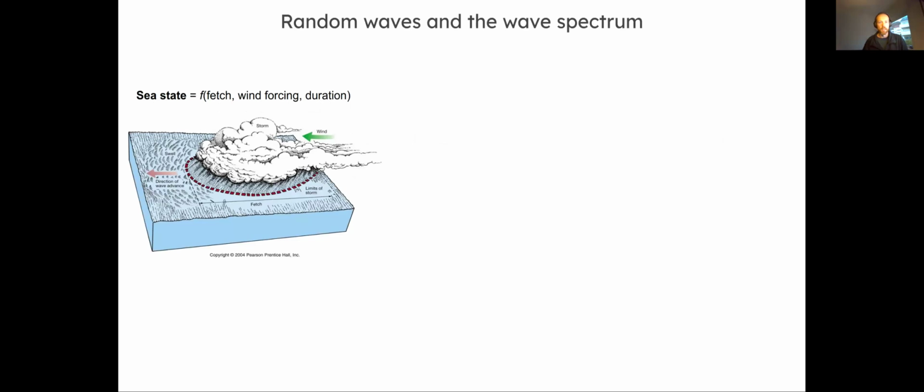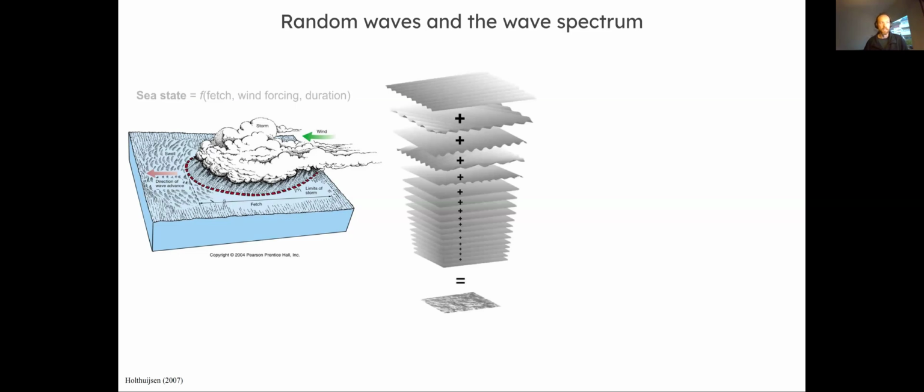So this is just a basic intro slide to wave theory, specifically random waves and the wave spectrum. So when we talk about real waves in the ocean, we usually talk about the general sea states, which is a function of the fetch, or the distance over which the wind blows on the sea surface, the strength of the wind, and the duration of the wind forcing. So basically, the stronger the wind, the longer it blows, and the larger the area that it blows over, the larger the waves get, and the rougher the sea states.